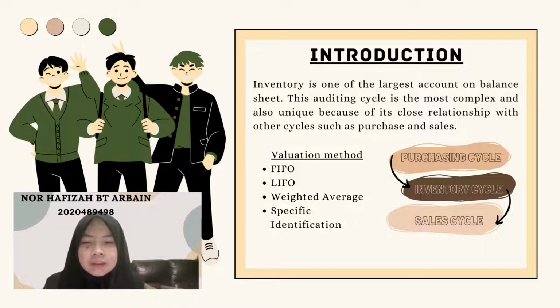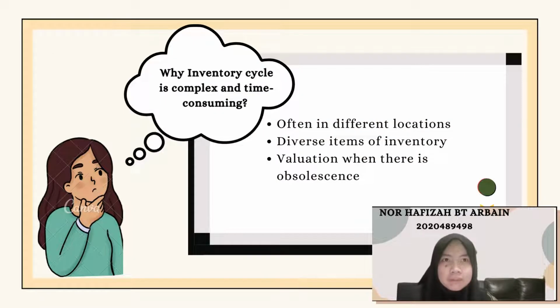Part of the inventory cycle has a close link with the purchasing cycle and sales cycle. This is why this cycle is the most complex and unique among any other cycles. The reason why inventory is complex and time-consuming is because of these three main points. Firstly, inventory is often moved into different locations, making physical control difficult. Secondly, inventory usually consists of a diversity of items, goods, merchandise, and materials. Third is the valuation when there is obsolescence. This is to recognize the fall in value and to be written down in the financial statements.